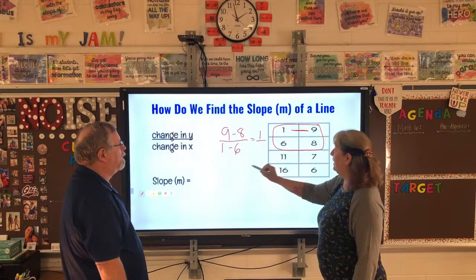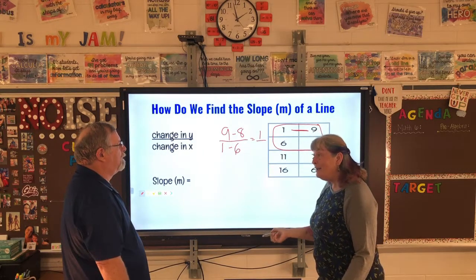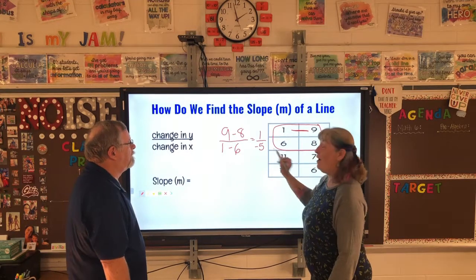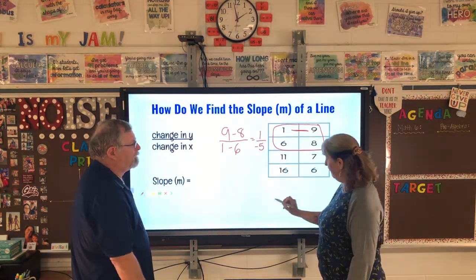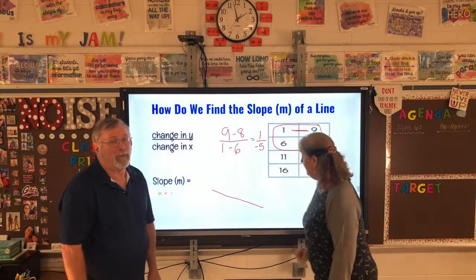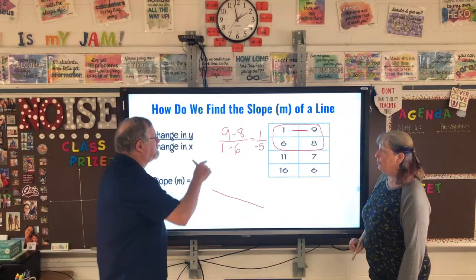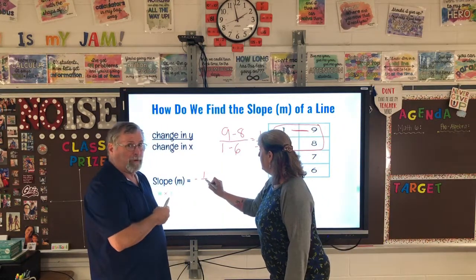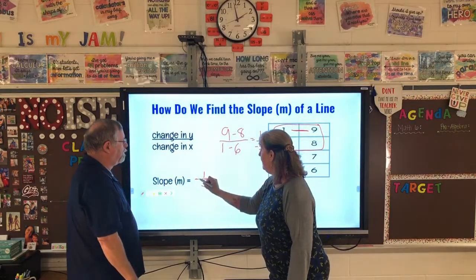Looks like a fraction again. But 1 minus 6 is negative 5. So now I have a fraction slope, but it's negative. It's going to be really small, right? Really small, because it's only going to go up 1 for every 5 that it goes over. So it really looks like this, negative 1/5.